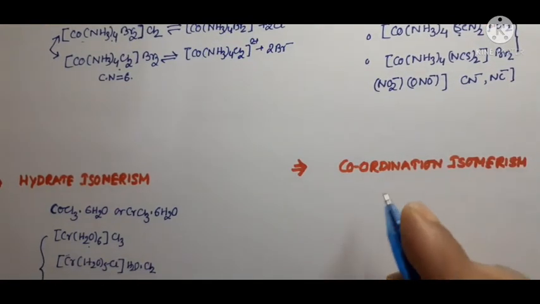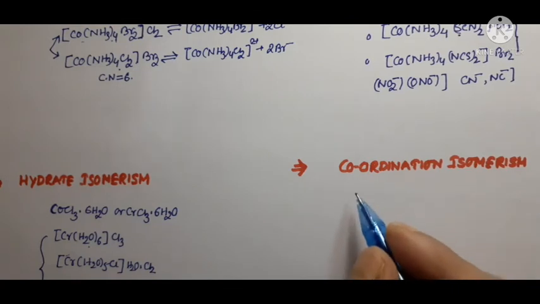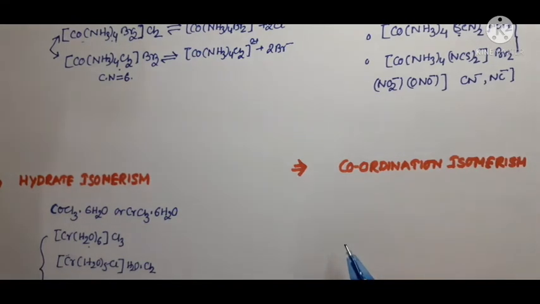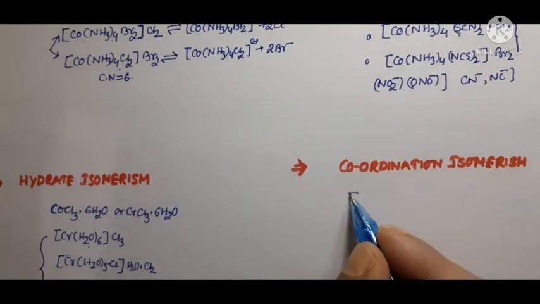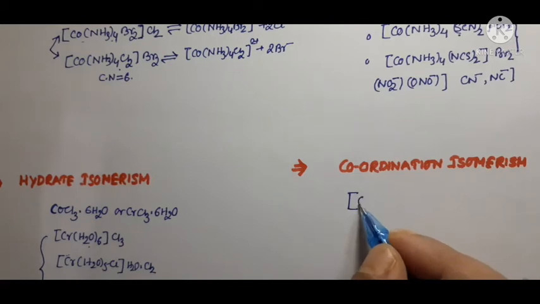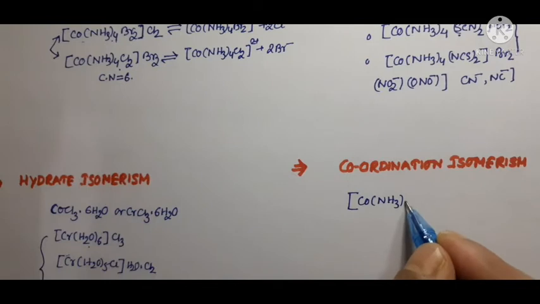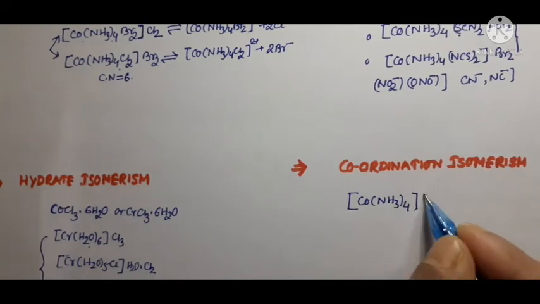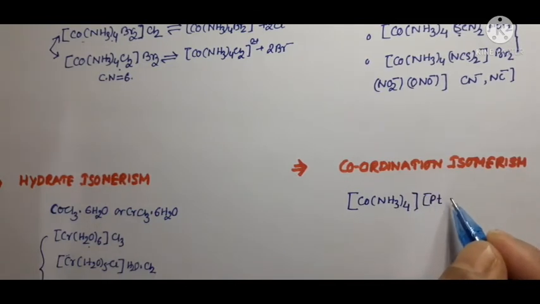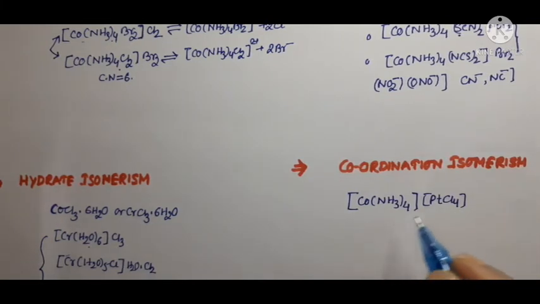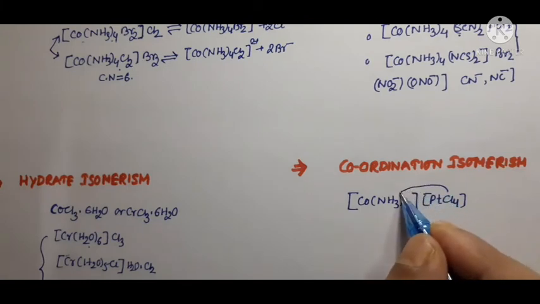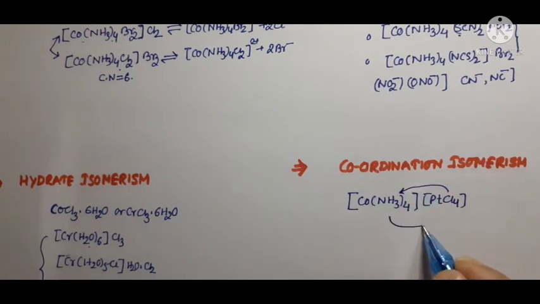Now the fourth one, coordination isomerism. Coordination isomers are those in which the ligands interchange between two coordination spheres. For example, if we write [Co(NH3)6] and [PtCl4], then what will happen? Chlorine gets on this side and ammonia interacts with the platinum.